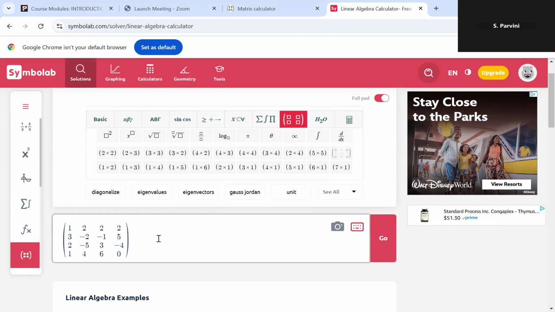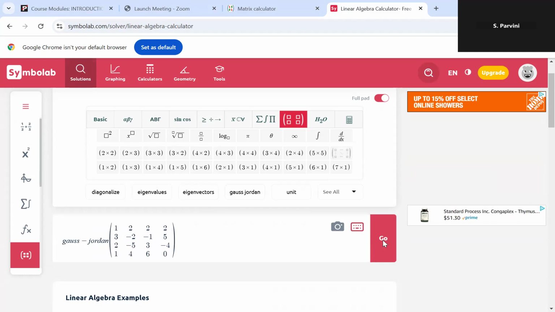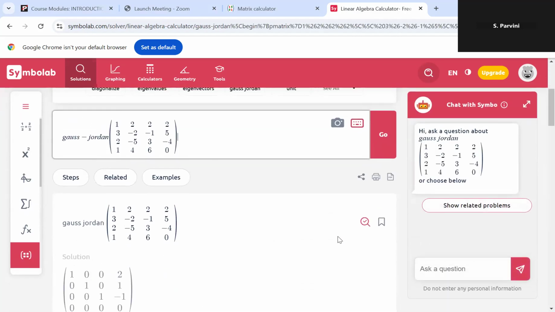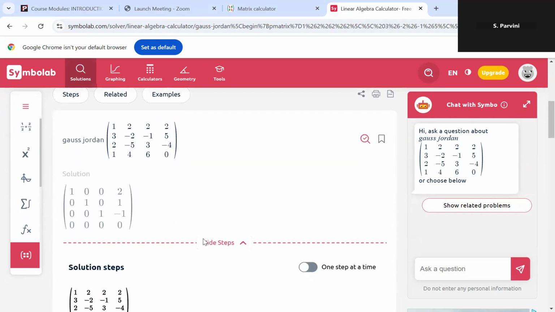Now, what are we doing? Oh, forgot. We're going to do Gauss-Jordan on this, right? So I hope this is going to work. Gauss-Jordan. I think if I just write that, it's going to do it. Gauss-Jordan, no, yeah, it did. Wow, I'll be darned. Okay, there you go. And here's the solution, by the way.